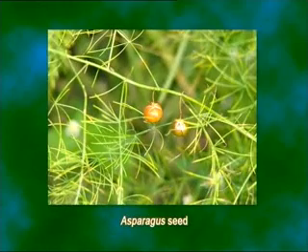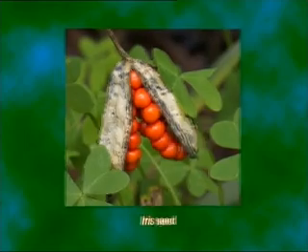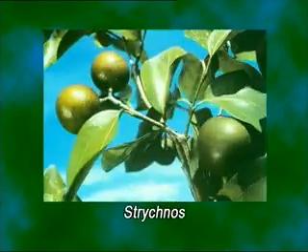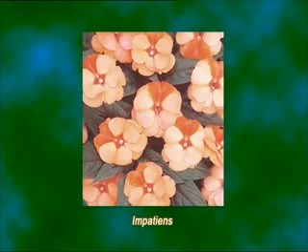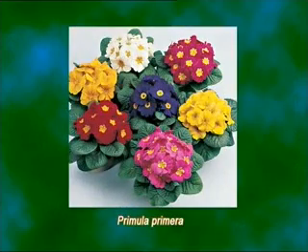This type of storage occurs in endosperm of asparagus, iris, phoenix, strychnos, or cotyledons of impatiens, lupinus, primula, and tropaeolum.